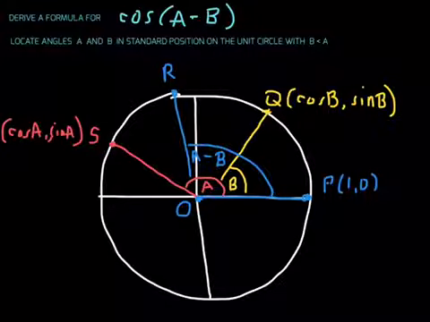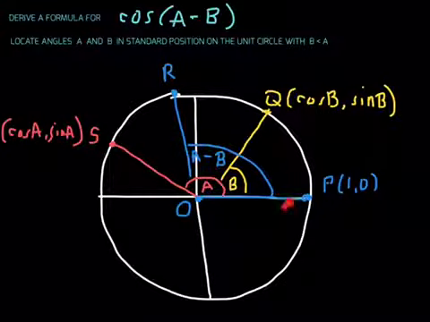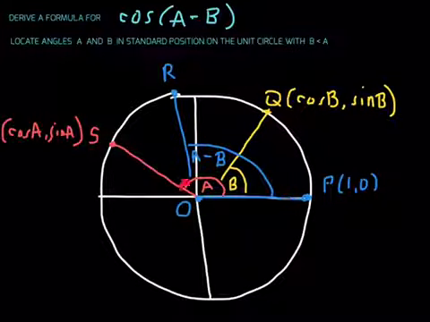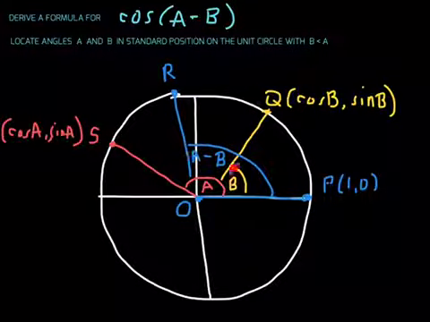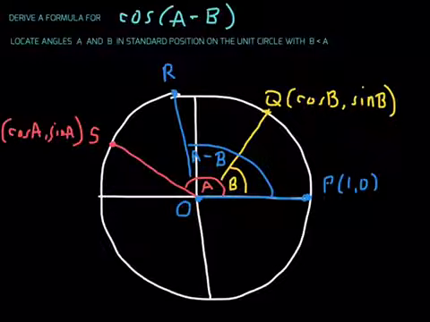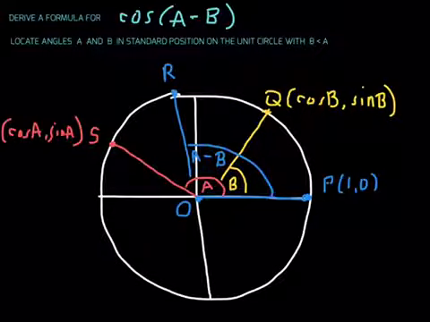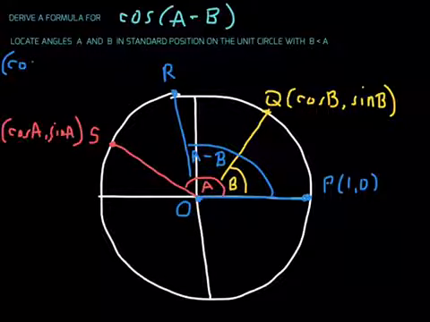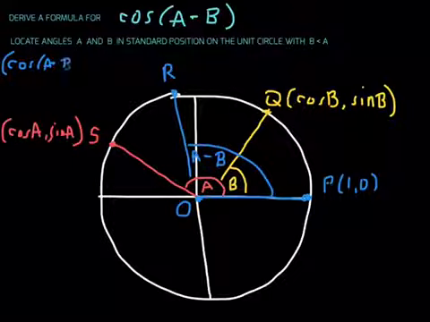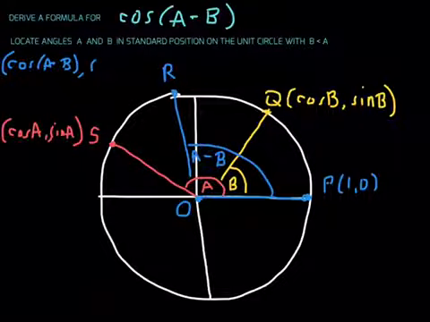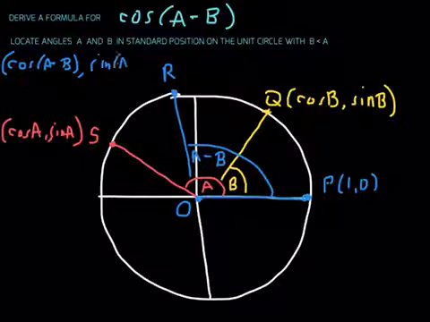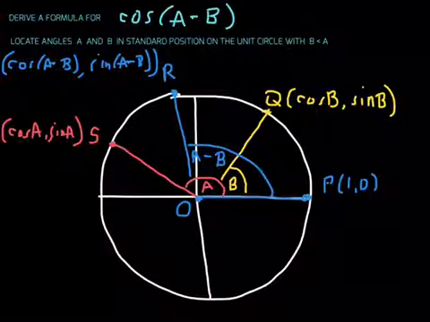And now point R. Remember what this angle POR is: the angle A minus B. That tells us that the point R on the unit circle has coordinates cosine of angle A minus B, that's your x-coordinate, comma, sine of A minus B. Those are the coordinates for point R.